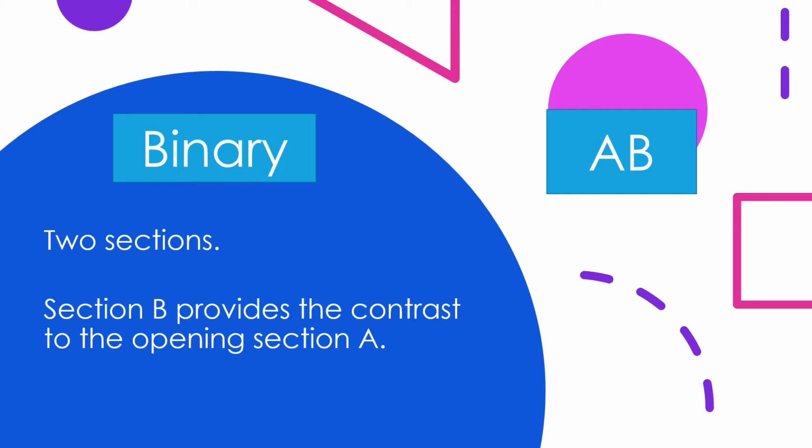So let's start with binary. Binary is AB, it's two sections, and section B provides the contrast to the opening section in section A. So we have our first opening section and then section B contrasts that first section. Okay, so that's pretty straightforward. Hopefully we all are aware of that one already. Let's move on to the next one.